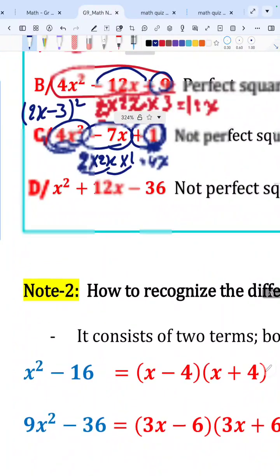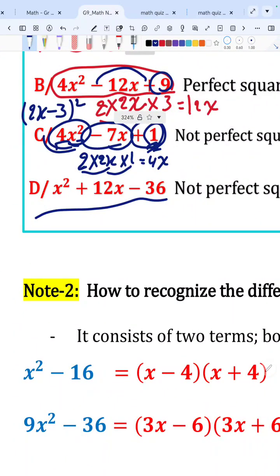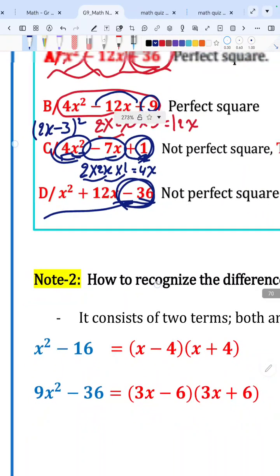The last one consists of three terms. Yes, 1, 2, 3. Both of them are positive and perfect square. No, they are perfect square, but the last one is not positive, it's negative. So it's not a perfect square trinomial.